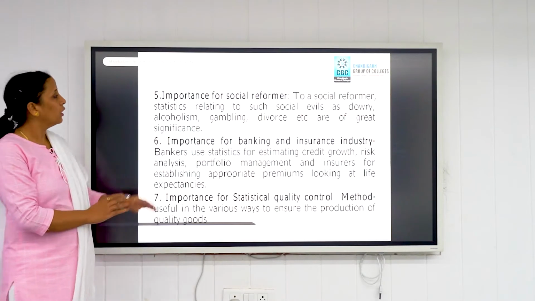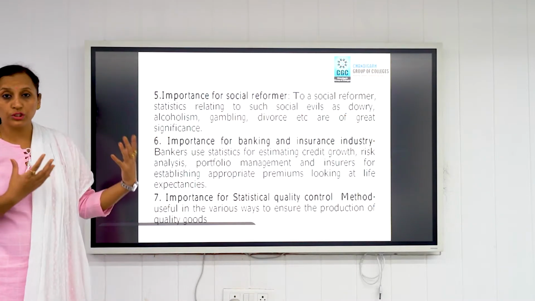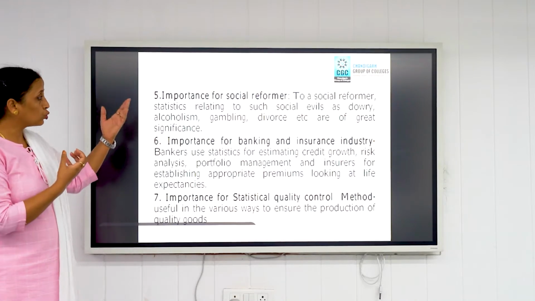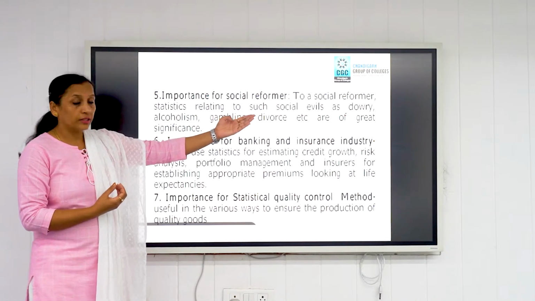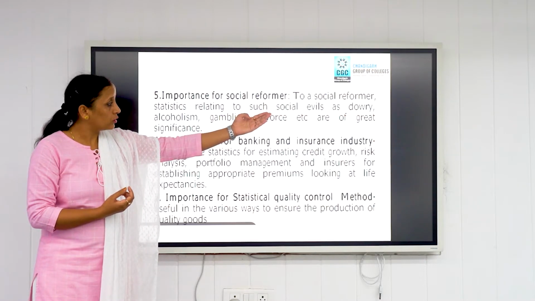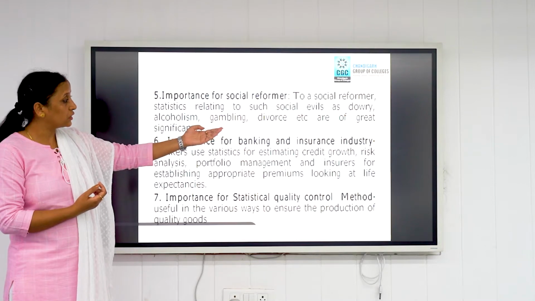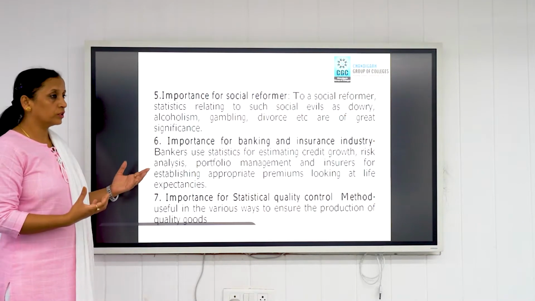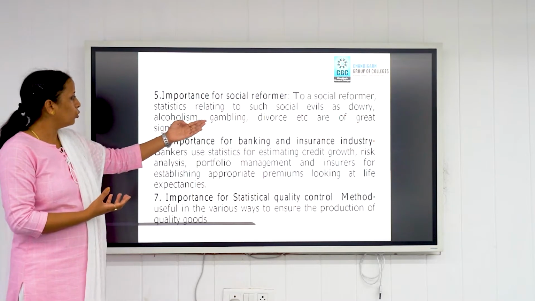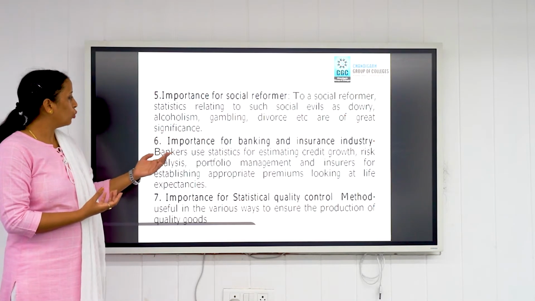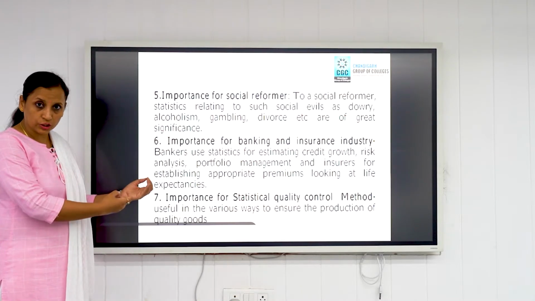Then come to the importance for social reformers. How can we use statistics for social reformers? Like I took the example, dowry, alcohol, gambling, divorce cases. There are so many cases filed of dowry and divorce. So we can easily find that data in statistical form.